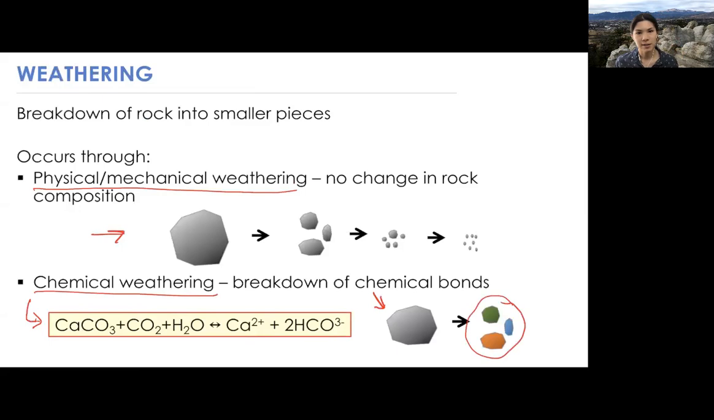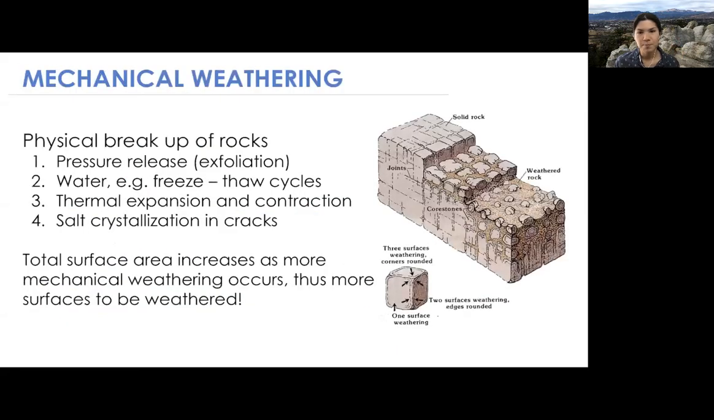So we'll go through a few processes of mechanical weathering first. As I mentioned before, mechanical weathering is this physical breakup of rocks, and it occurs through processes that basically expand and contract little fractures in the rock until the fractures break. So we'll go over the process of pressure release, which is also called exfoliation. We'll talk a little bit about thaw cycles. We won't really talk about thermal expansion, but that's going to work very similarly to thaw cycles, where you basically got expansion and contraction of the rock that breaks it apart. And we won't talk about salt crystallization either, but that's another process to be aware of.